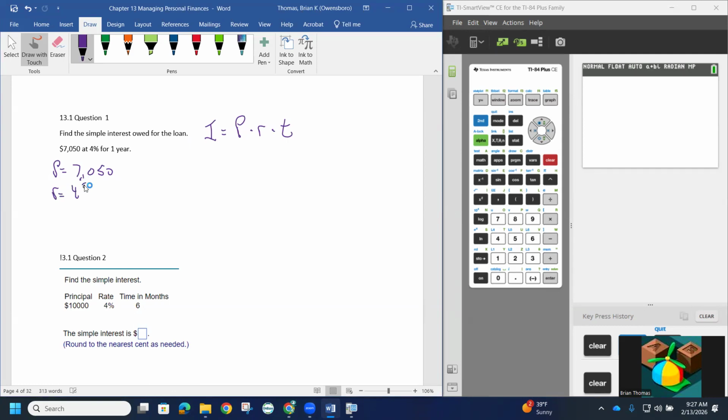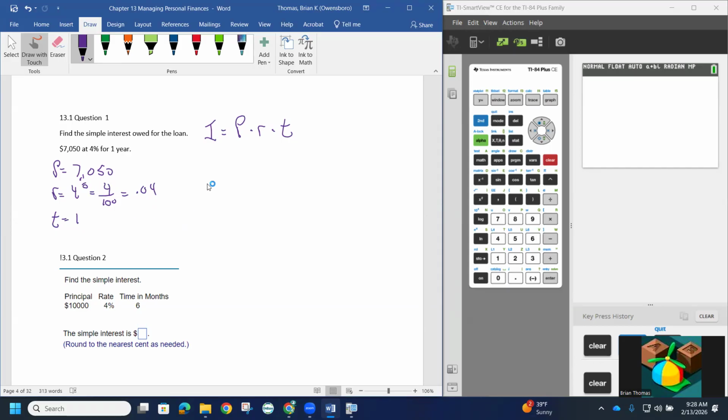The rate of interest is 4%. But remember, we have to understand that 4% means 4 out of 100. And 4 out of 100 means to move the decimal two places to the left. So it would be 0.04 as a decimal. Time has to be in years, and it's just for 1 year.